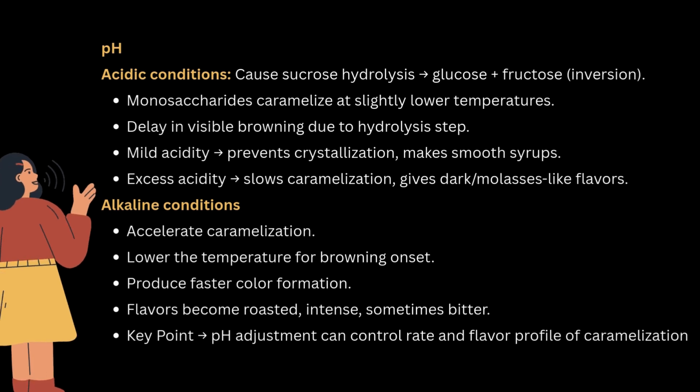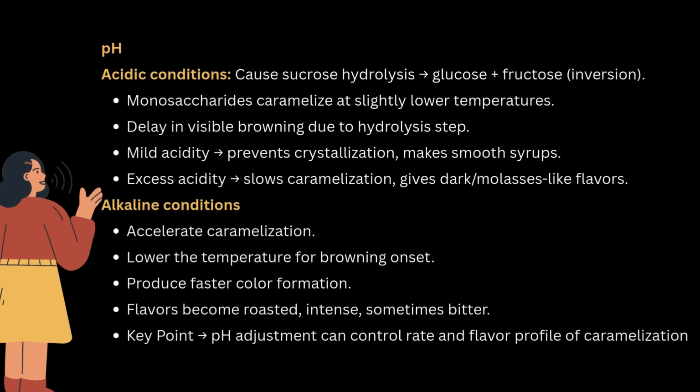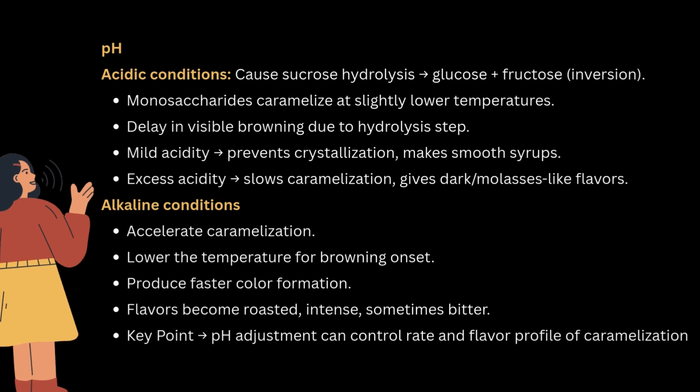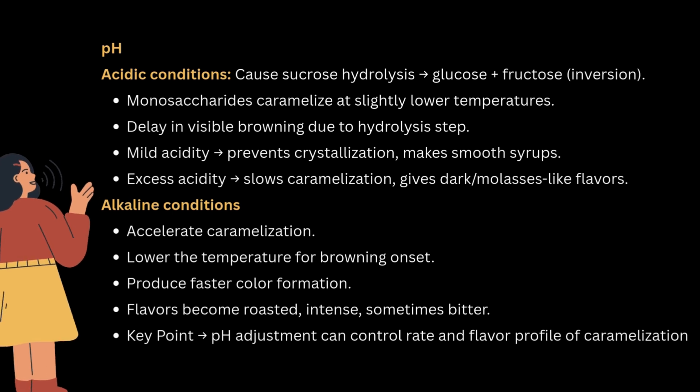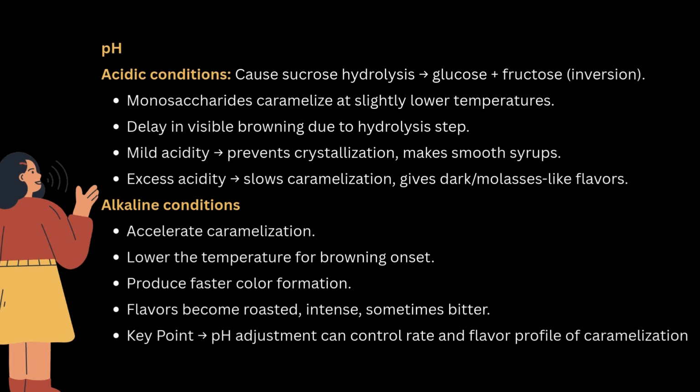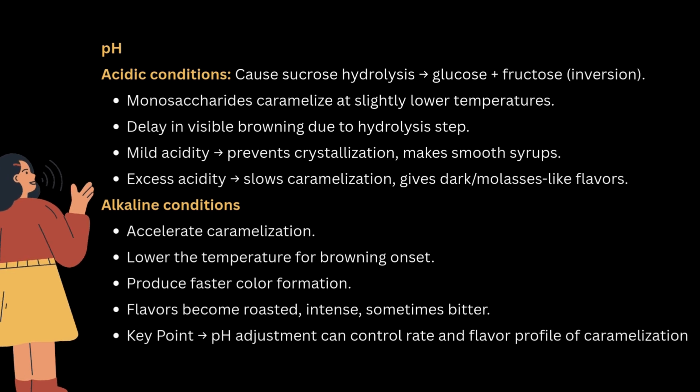In contrast, alkaline conditions accelerate caramelization by lowering the temperature at which browning reactions begin, leading to faster color formation and more intense, roasted, and sometimes bitter flavors. Thus, adjusting pH provides a way to control both the rate and character of caramelization in food preparation.